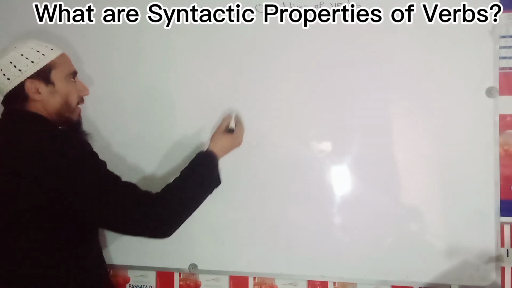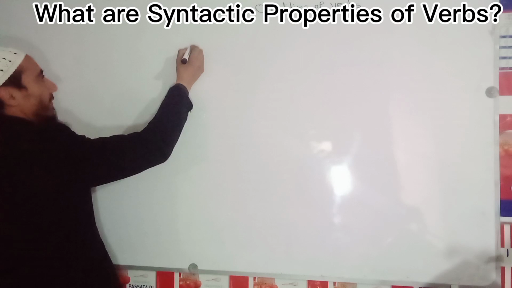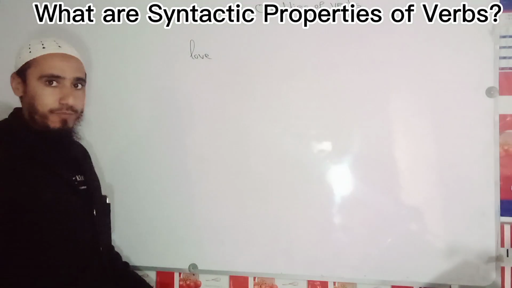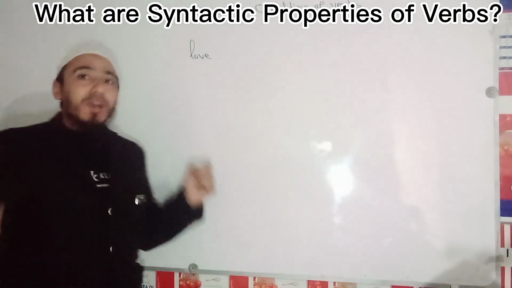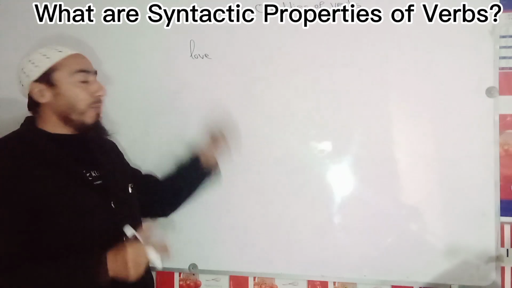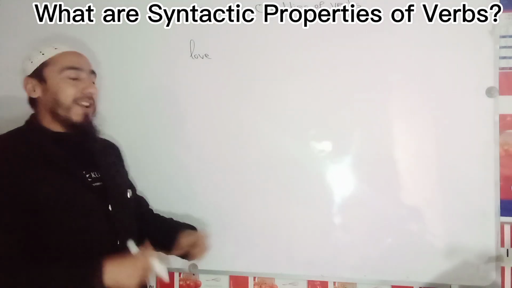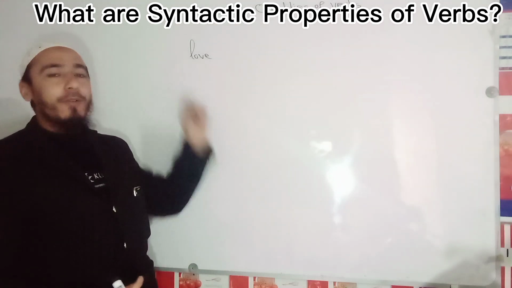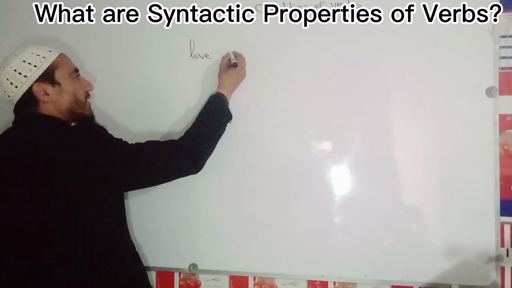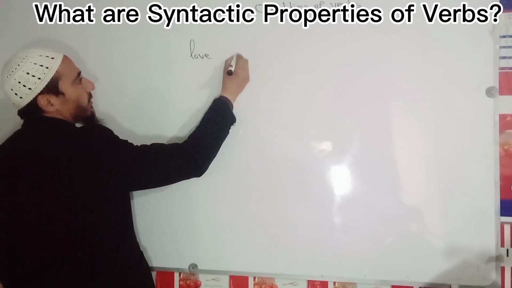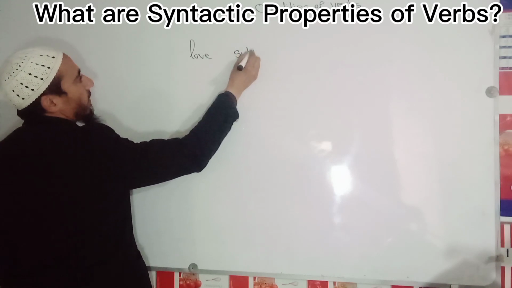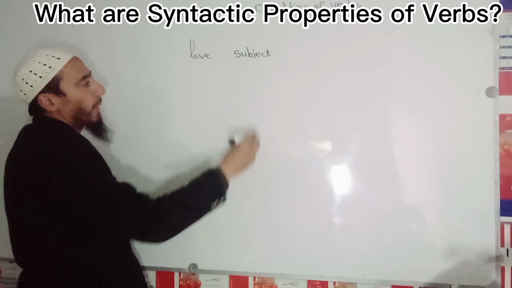Okay, so let me write some words. For example, we have the word love. This is a word I'm writing now. Practically, I know how many arguments are required, how many properties there are of this word. See, for example, here the properties of it would be that one argument for this word, which is a verb, would be the subject. This is one argument.